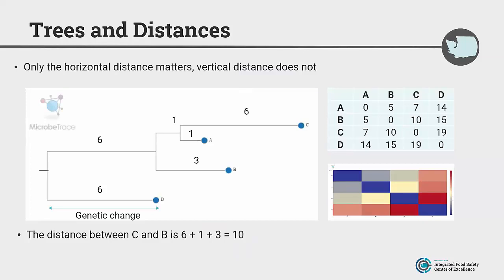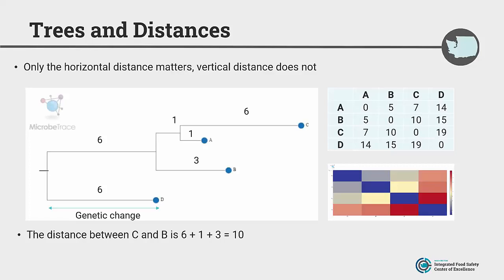So how do we relate trees and distance matrices? We learned about branches, and the genetic change that you see here marked is the distance. When you're looking at a tree, only the horizontal distance matters. The vertical distance is just for spacing out the tree for visual purposes. So if you want to look at how much genetic distance is between 2 of your isolates, you'll need to sum the distance of the horizontal branches on your tree.